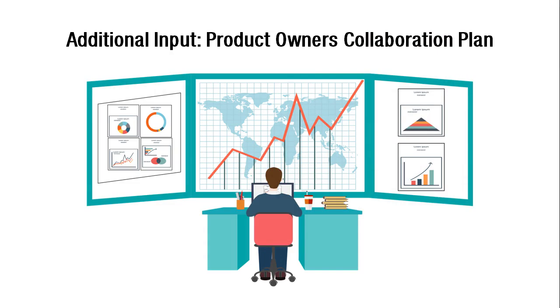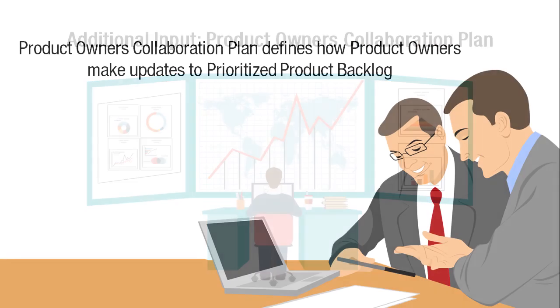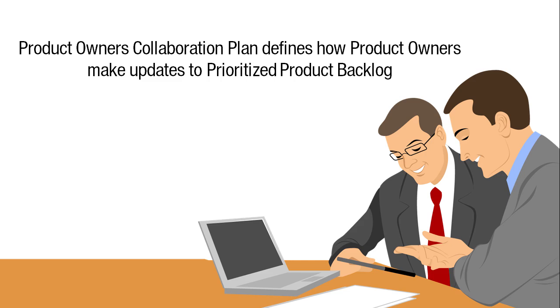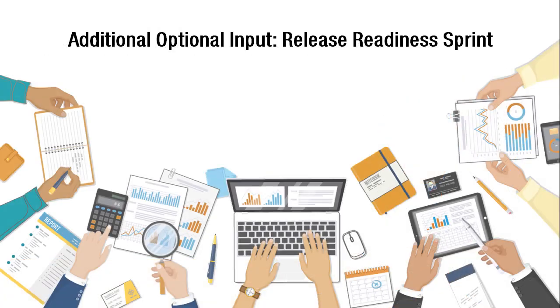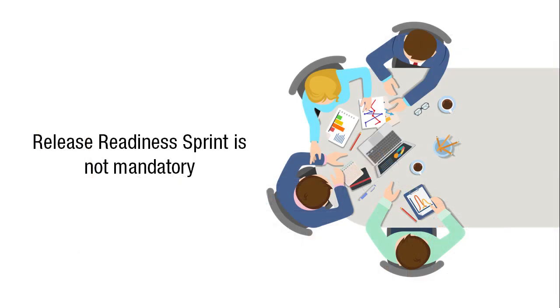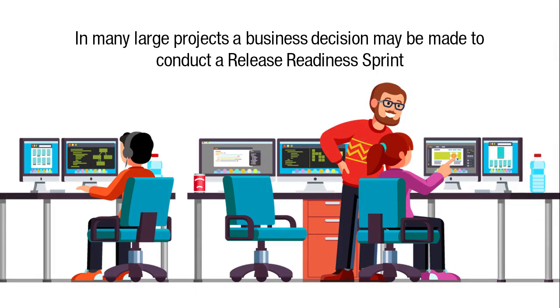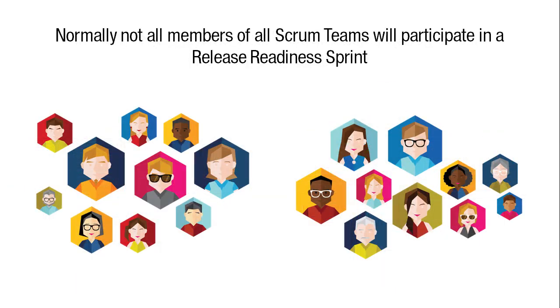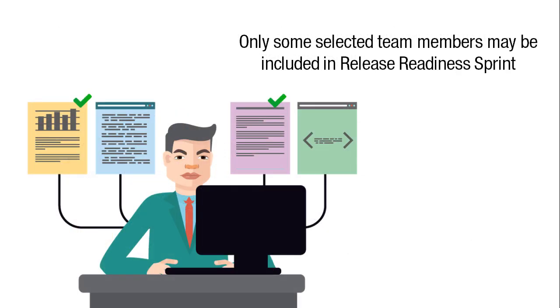Additional input: Product Owner's Collaboration Plan. The Product Owner's Collaboration Plan defines how the product owners make updates to the prioritized product backlog. Additional optional input: Release Readiness Sprint. A release readiness sprint is not mandatory. However, in large projects, a business decision may be made to conduct a release readiness sprint. Also, normally not all members of all Scrum teams will participate in a release readiness sprint, and only some selected team members may be included in the release readiness sprint.